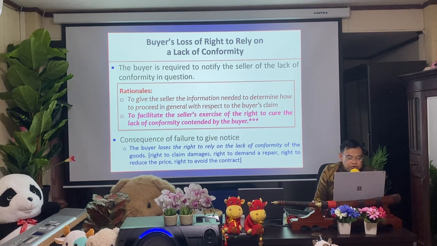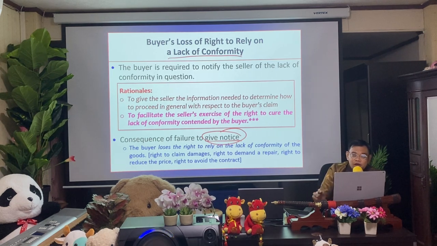the duty to do what? The duty to give notice. The notice of the lack of conformity. If the goods delivered by the seller do not conform with the contract, the buyer will have to give notice of the lack of conformity to the seller. If the buyer does not give the notice, then the CISG will punish the buyer by taking away from the buyer the right to rely on the lack of conformity. This means that if the buyer does not inform the seller of the lack of conformity, then the CISG will treat the goods as if they were in conformity with the contract.